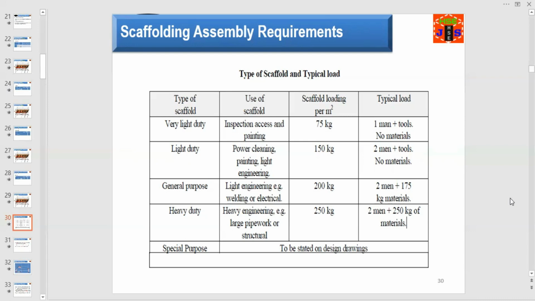And in the heavy duty scaffold, it is used for heavy engineering like large pipe work or structural work. You can keep 250 kg per square meter. Two men plus 250 kg of material you can keep on a platform.